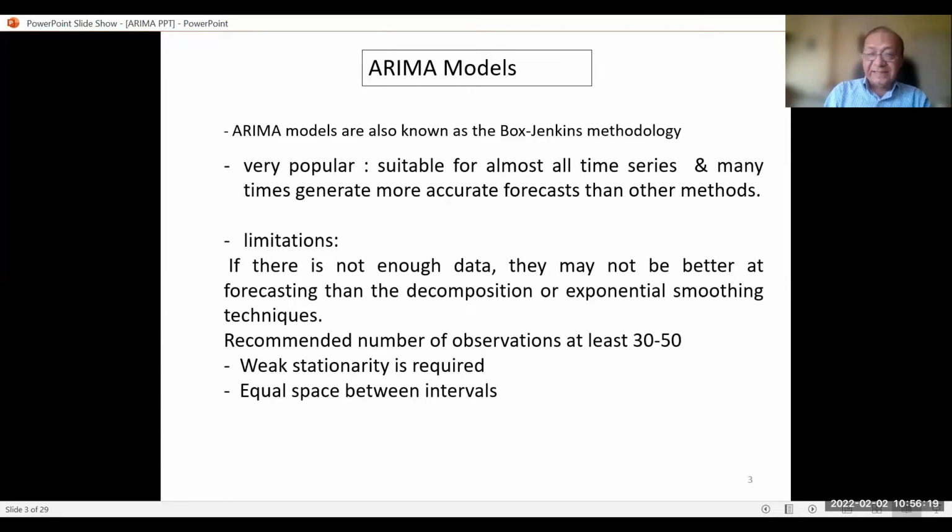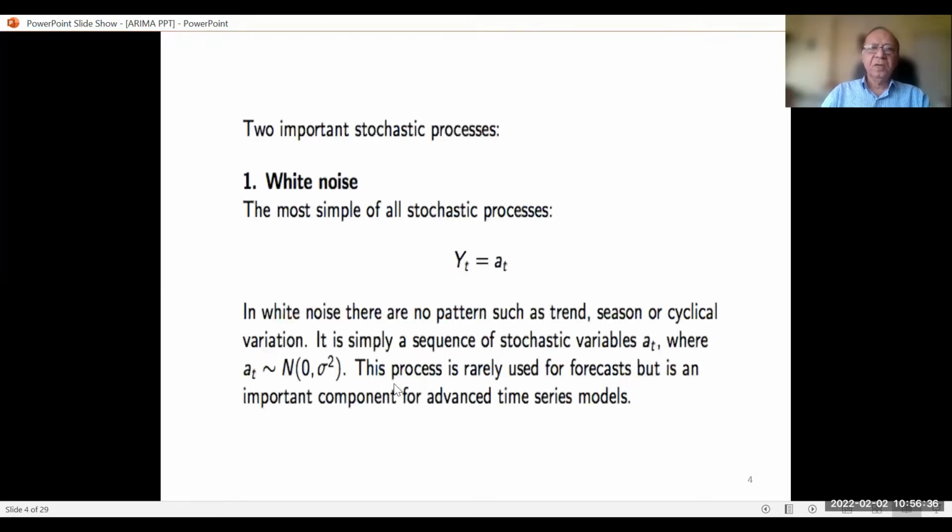There should be weak stationarity in the series. Stationarity should be there, but it can be weak. There should be equal space between the intervals. This is also one of the assumptions. Now, we have to understand one very important thing. What is white noise?